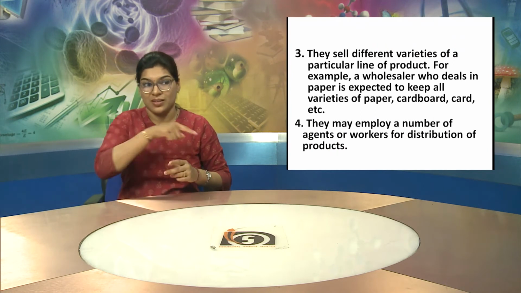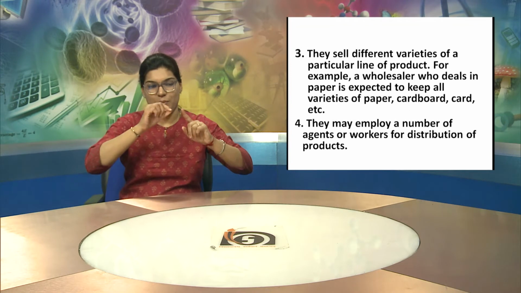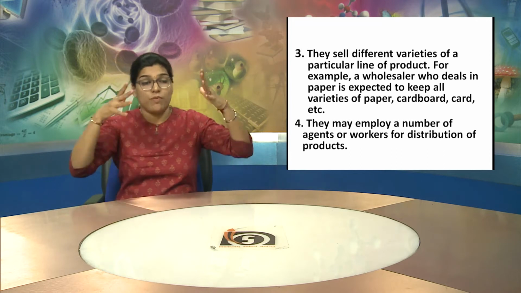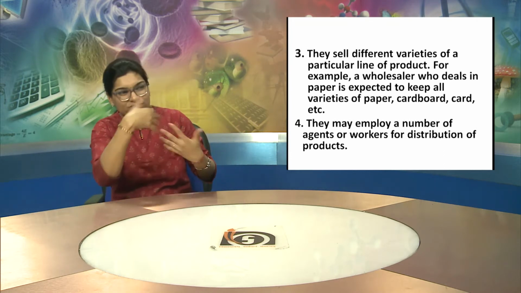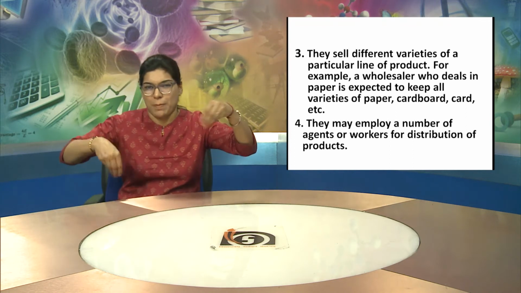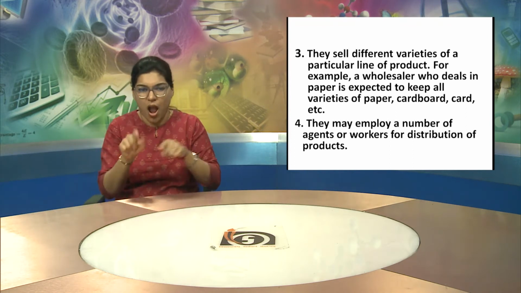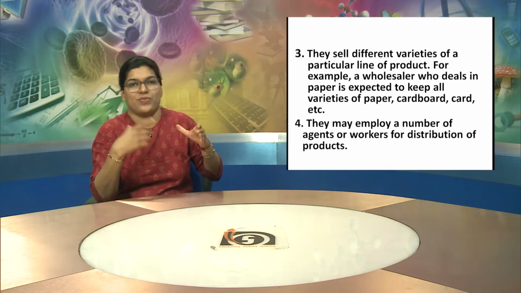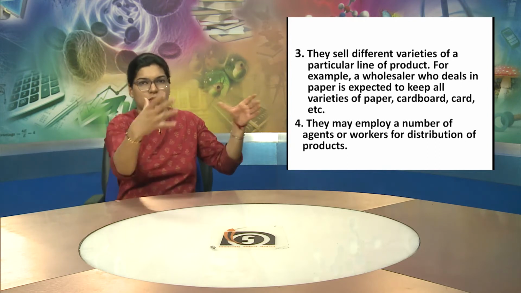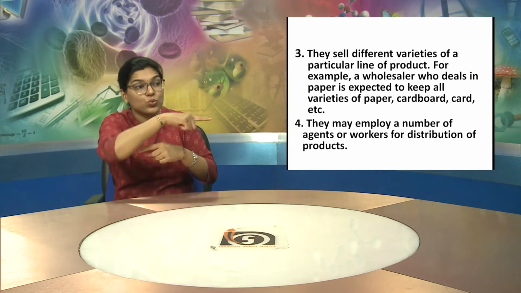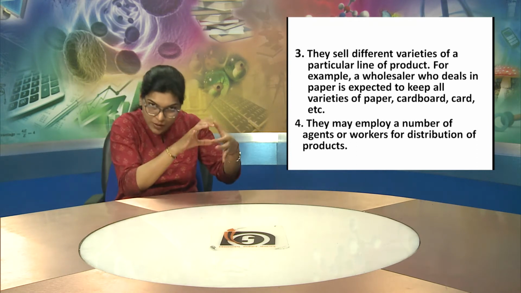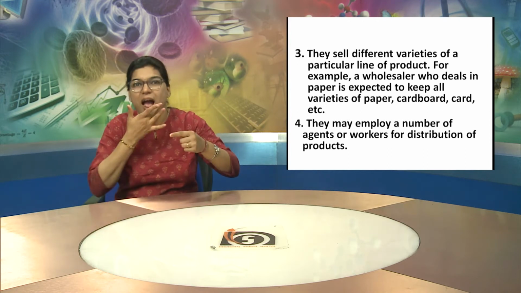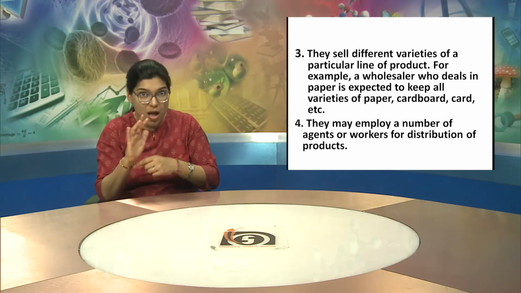Third point, wholesaler sells different variety of a particular line of product. For example, a wholesaler who deals in paper is expected to keep all variety of papers, cardboard, card, etc.